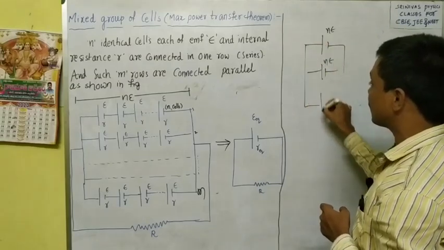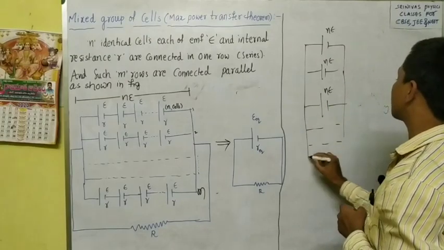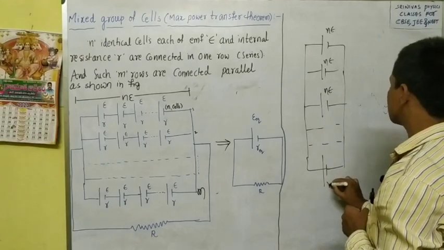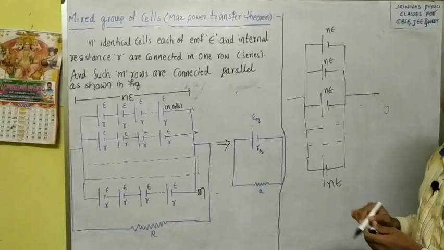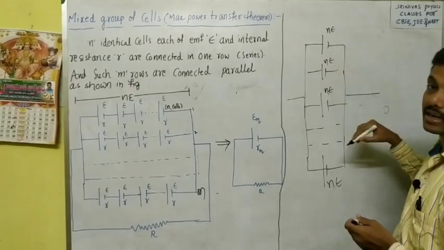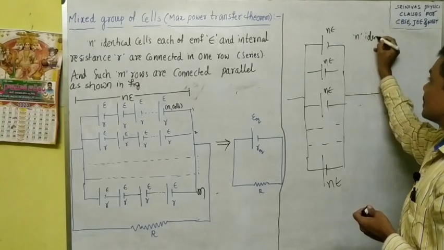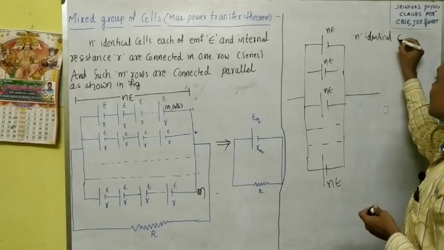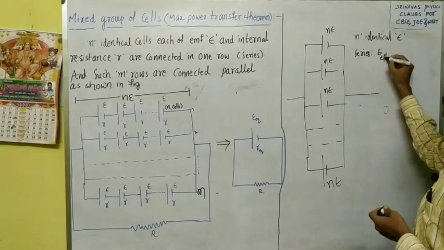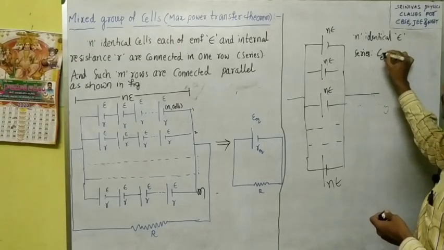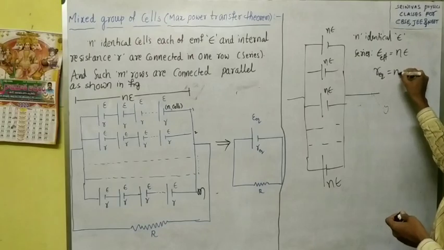In one row we are getting the effective EMF nE. Then how many rows are connected like that? Like that, m rows are connected. What is the effective EMF in parallel combination if we connect like this? In series combination, if n identical cells, each of EMF E, are in series, the effective or equivalent EMF formula is nE, and the effective internal resistance formula is nr.